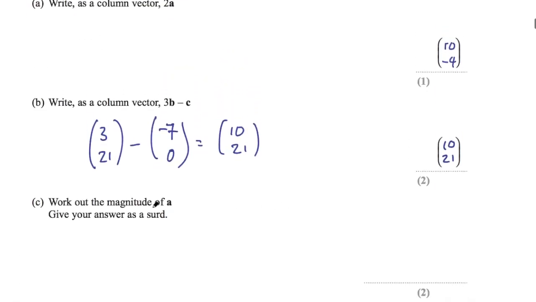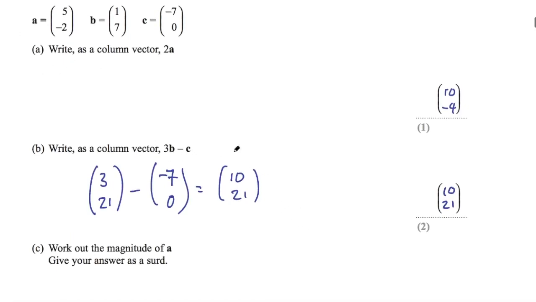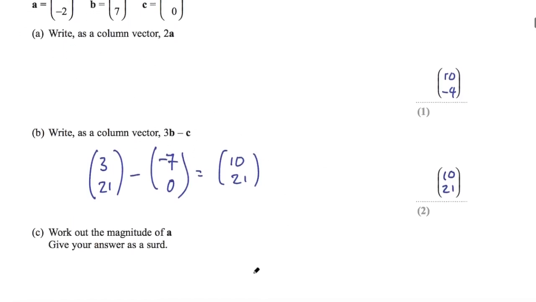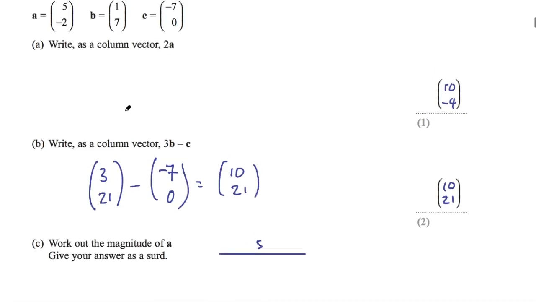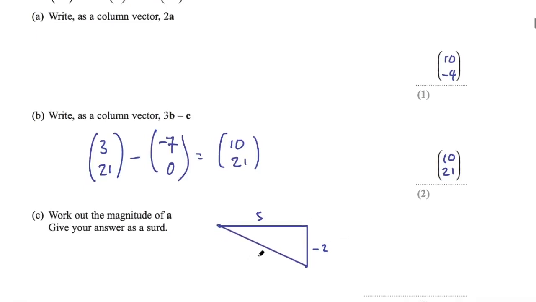Part C says work out the magnitude of A, give your answer as a surd. So to work out the magnitude of a vector when we're given it as a column vector, we can draw that as a diagram. So remember, the top number is a horizontal movement, which is 5, and the bottom number is the vertical movement. If it's a negative, it's down, so that'll be a negative 2. And the vector A is going from this point here to the end of this line over here. So this is A. So this is a right angle triangle, and we need to find the hypotenuse of that right angle triangle. How do we find a hypotenuse?